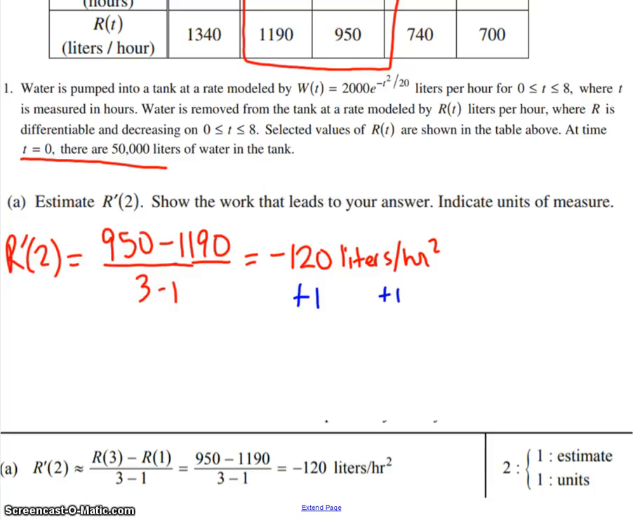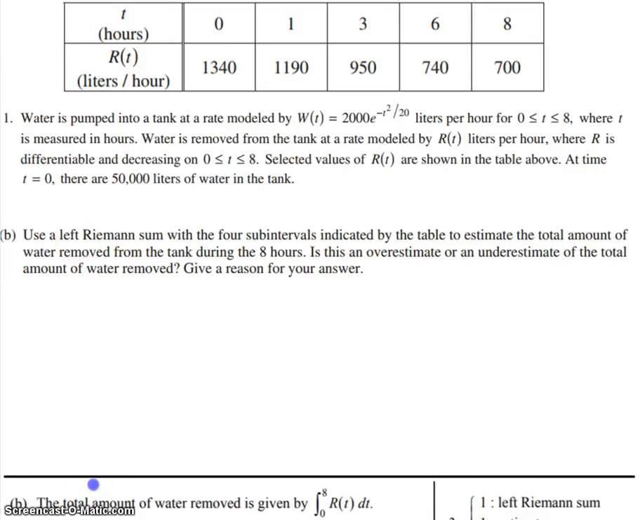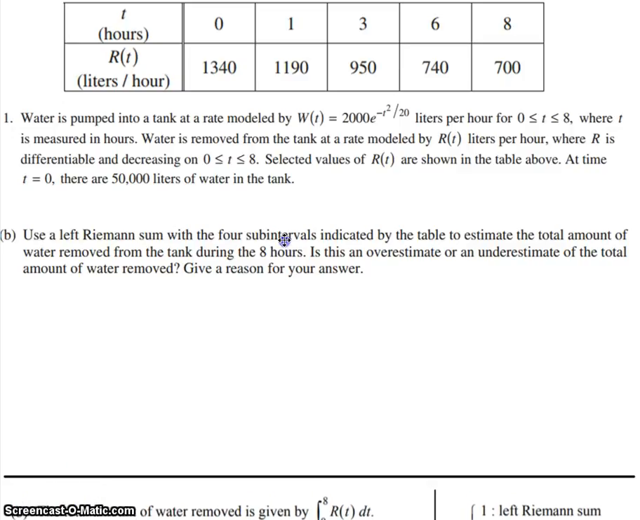Okay, B. Use a left Riemann sum with 4 subintervals indicated by the table to estimate the total amount of water removed. Again, remember that this table represents how much water was removed. If I want 4 subintervals, I would go from 0 to 1, 1 to 3, 3 to 6, and 6 to 8.